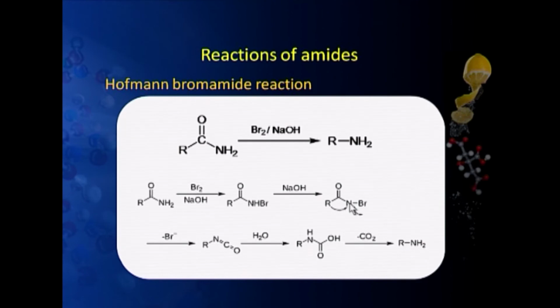then N, and then double bond C, double bond O, isocyanates, and these isocyanates get hydrolyzed to give the corresponding carbamic acid, which loses carbon dioxide to form primary amine. So, starting from any amide, we will get a primary amine with one carbon less. The reaction is called Hofmann-bromamide reaction.